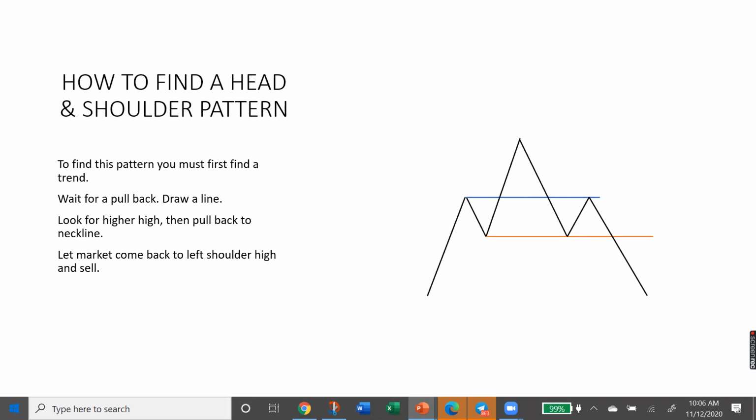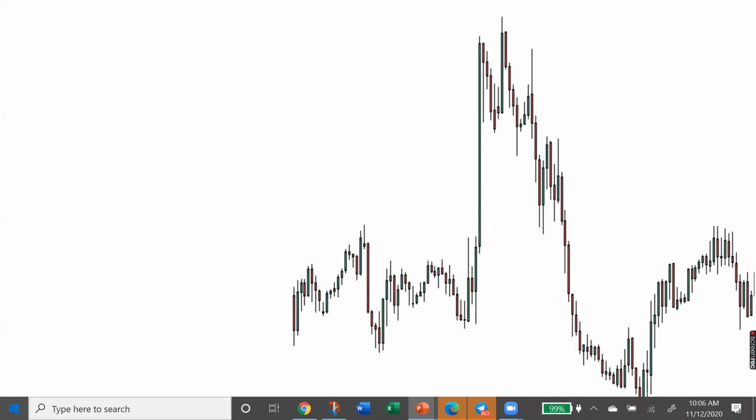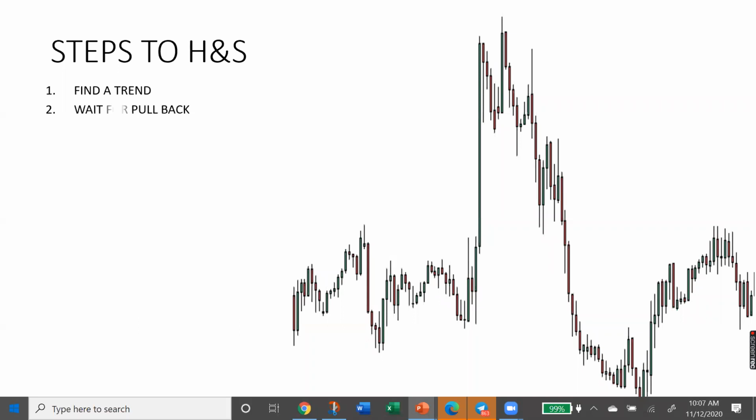So in order to break this down further, I have created steps to help you identify Head and Shoulders. Step number one is we find a trend. We find the trend, and I will show you this in the charts as well. Second is we wait for a pullback. Once you find a trend, you look for the pullback.